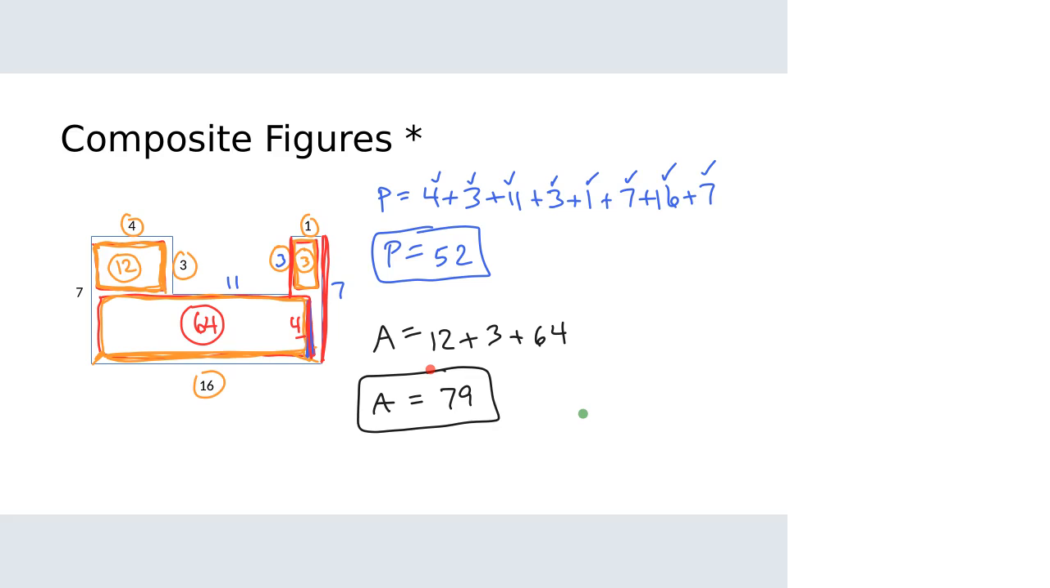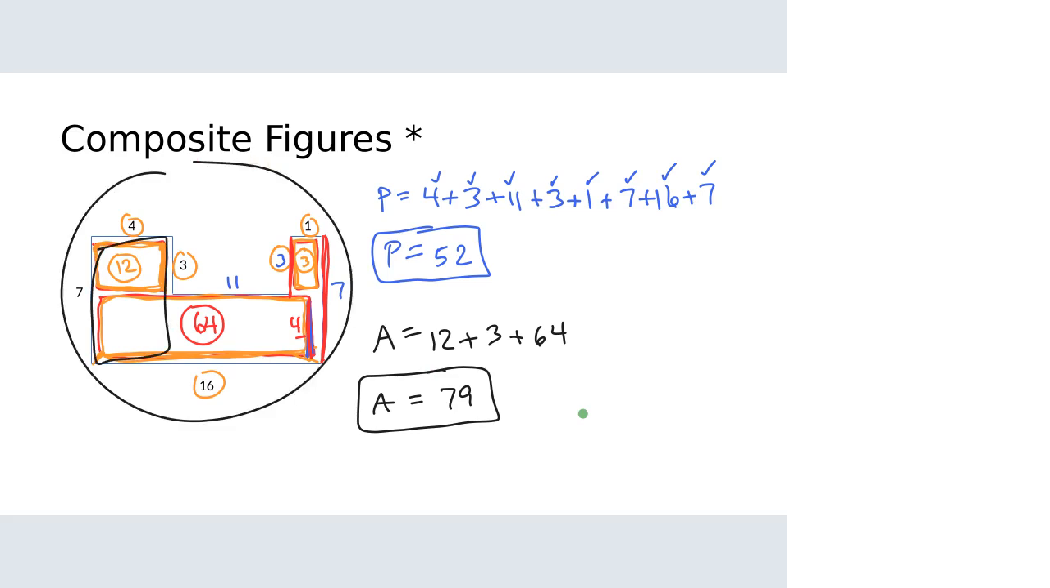A couple of things I'll say here before we go forward into another one: if anybody has any questions you want to ask about what we did, let me know. If anybody wants to see it done with the rectangles drawn this way, let me know. I'm perfectly happy to do that and convince you that it comes out to be 79 also.